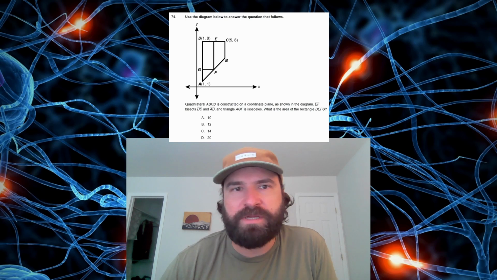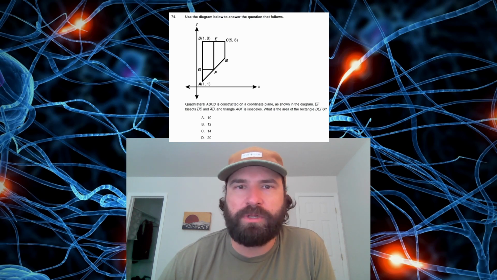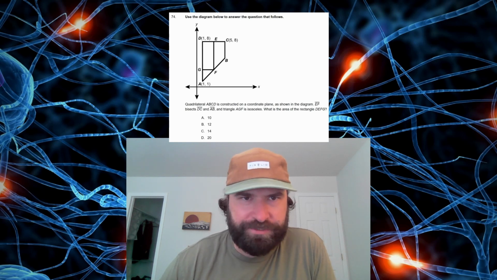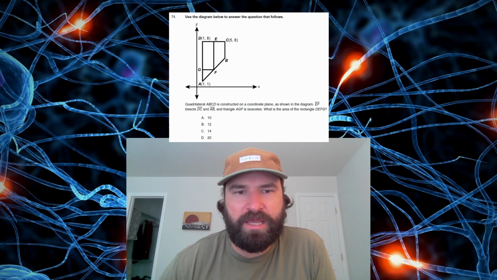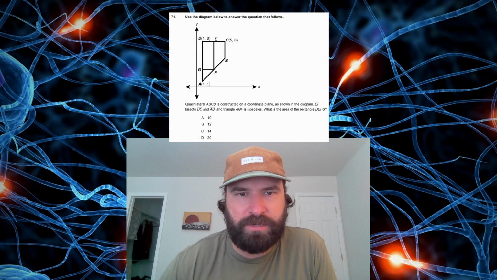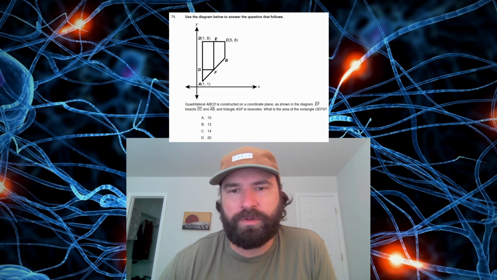All right, let's crush another MTEL question. This one says, use the diagram below to answer the question that follows. We've got this shape here with a couple points labeled on it. It says quadrilateral ABCD, the big shape, is constructed on a coordinate plane as shown in the diagram.